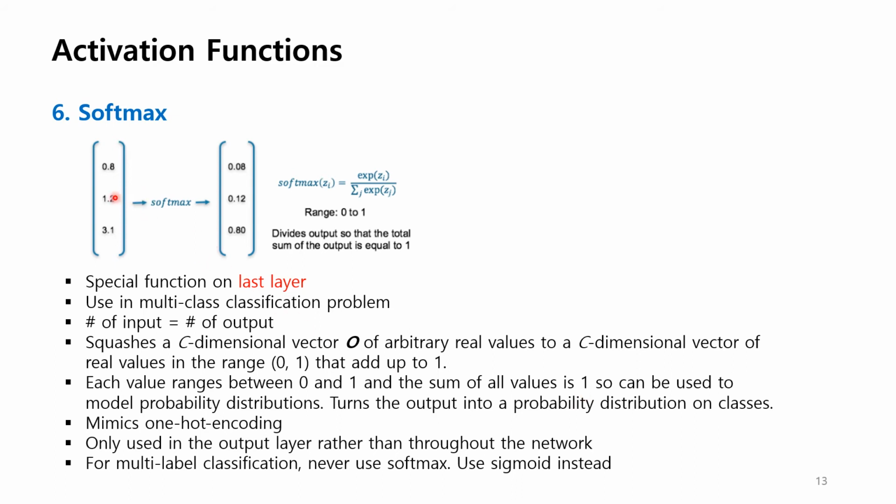Because it changes output into a probability distribution, it mimics the one-hot encoding. One-hot encoding is where we have a number of binary bits, and only one of them is true. Okay, that's one-hot encoding. That's one way of representing words, language words. Okay, so there's a similarity there. And again, as I said, you only use softmax in the output layer. Okay, don't use it here in the hidden layer.